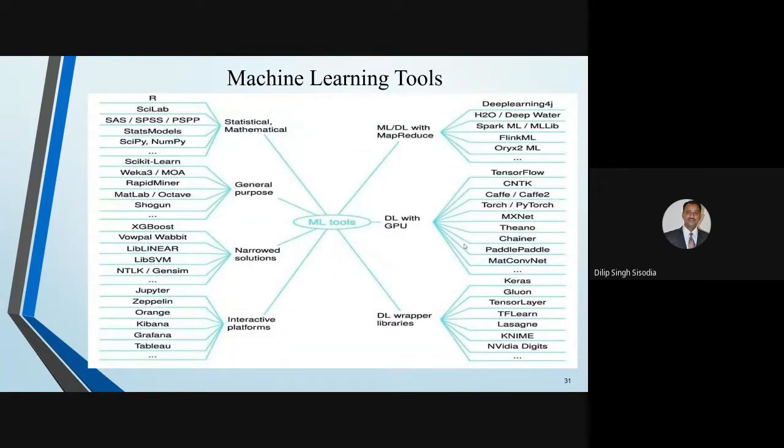Popularly nowadays we are using scikit-learn, R, or earlier Weka was very popular. This is GUI based, so we are not even required to write a single line of code. We just use it graphically, and most of these are free. These libraries are available for statistical, mathematical, general purpose machine learning and narrow solutions, like XGBoost, LightGBM, CatBoost, and a library for SVM only.